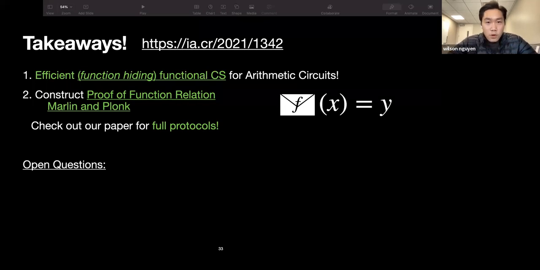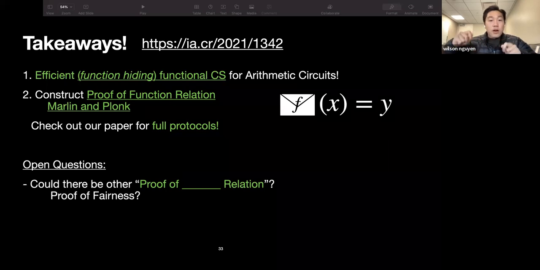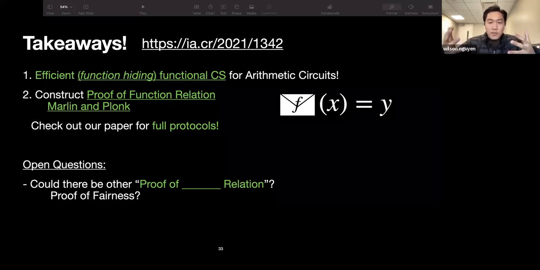And there are several open questions that I wish could be explored and solved. So could there be other proof of blank relations? What we have is a commitment to an arbitrary arithmetic circuit in which people have an interest in making sure that they have uniform evaluations of this circuit. And so maybe instead of proving it's a function, there are other properties of these functions that you would like to provide a zero knowledge, non-interactive proof for.